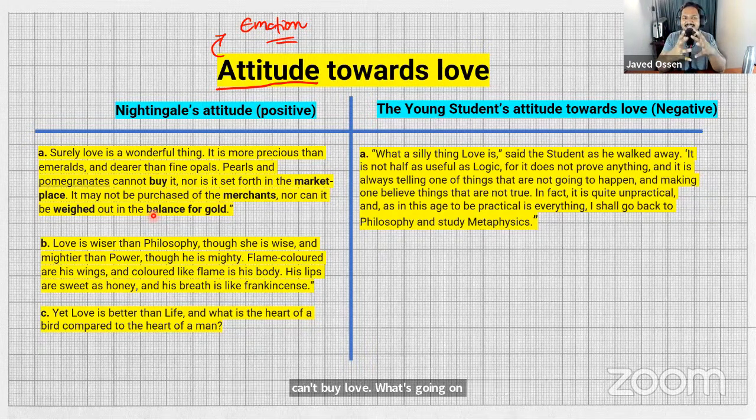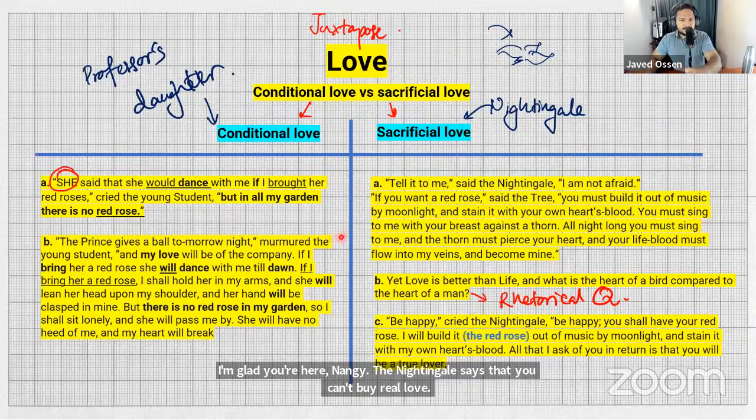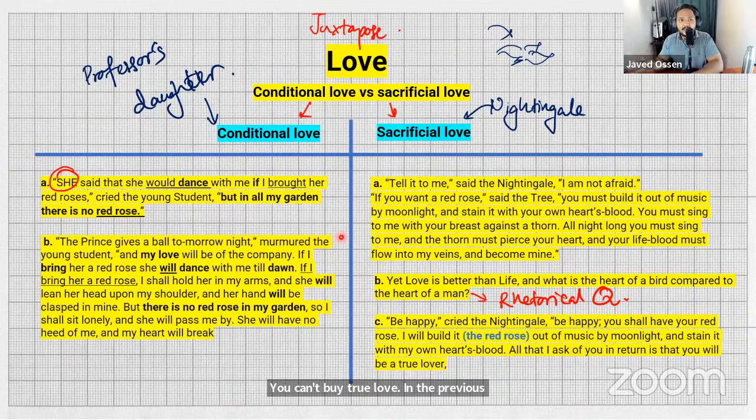The nightingale says that you can't buy real love. You can't buy true love. In the previous slide, we talked about the nightingale's what love, Nangi? Sacrificial love, for example. Yet love is better than life. And what is a heart of a bird compared to a heart of a man?